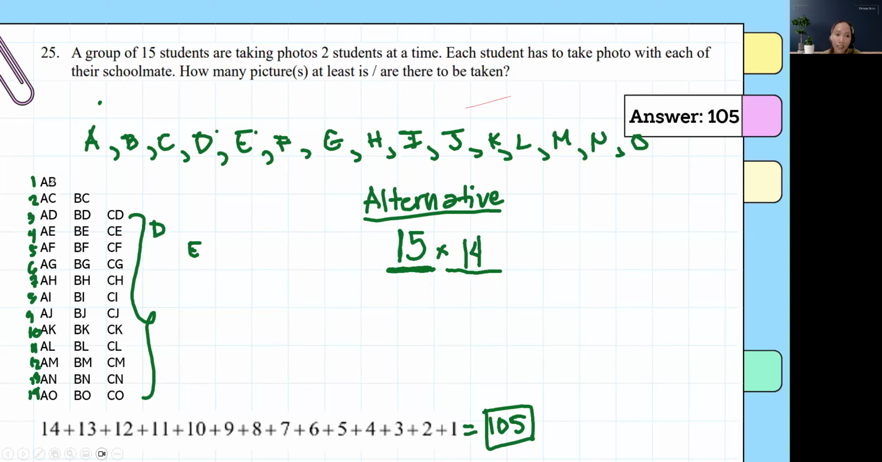So just like A, we need to look at A being paired up with all the other 14. So that's why we have 15 here. And then every one of the letters must be paired up with the other 14 students, right? That's why we have 15 times 14. But remember to divide your answer by 2 so that you'd get the right answer. We need to divide it by 2 because we will be repeating A, B, B, A in this method. That's why we need to divide it by 2.